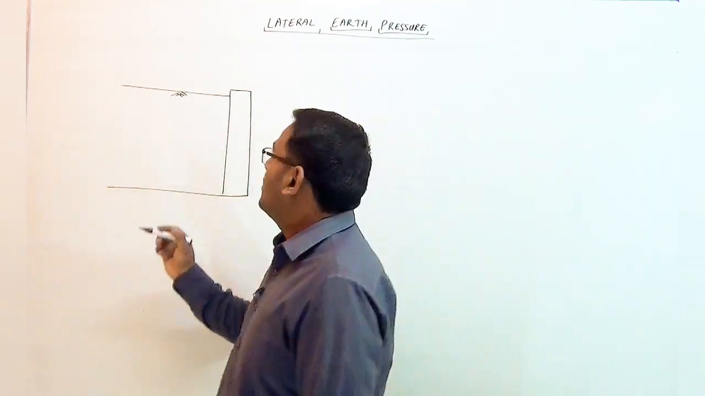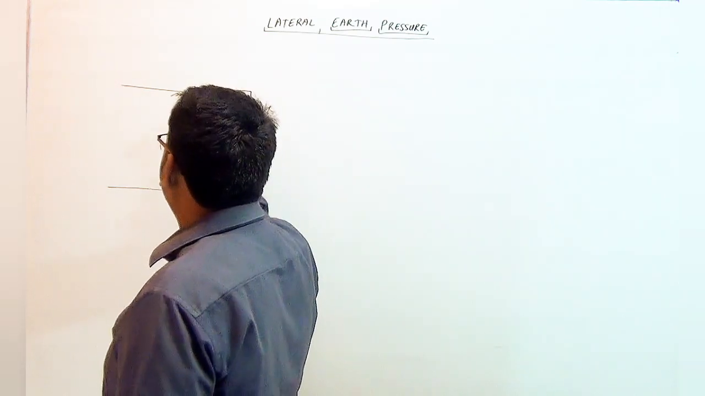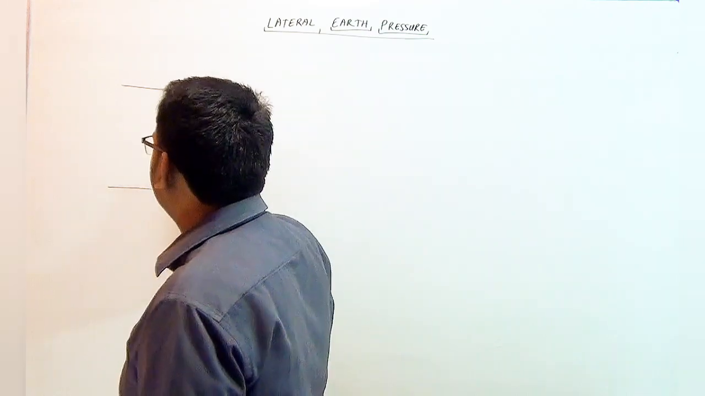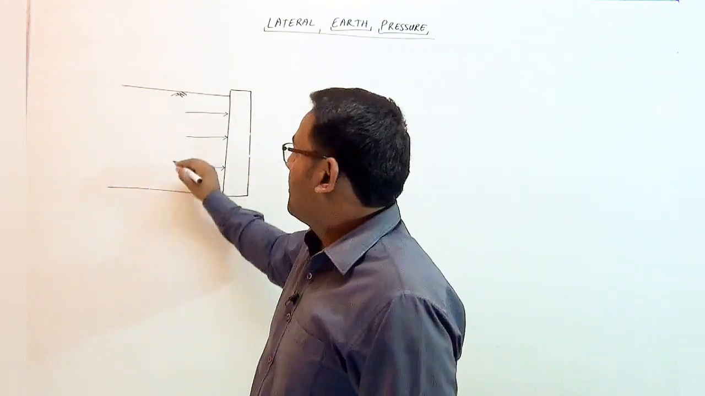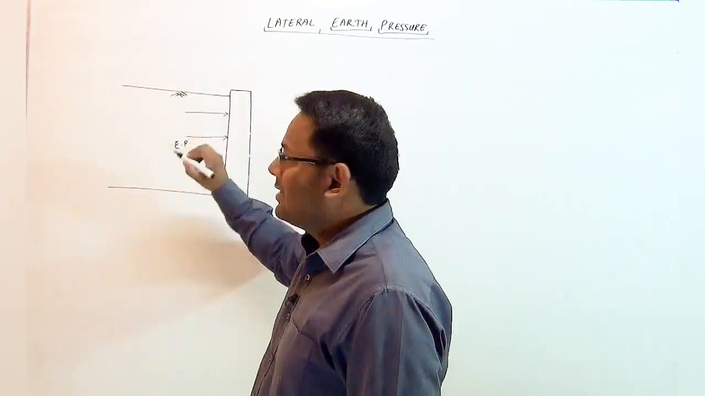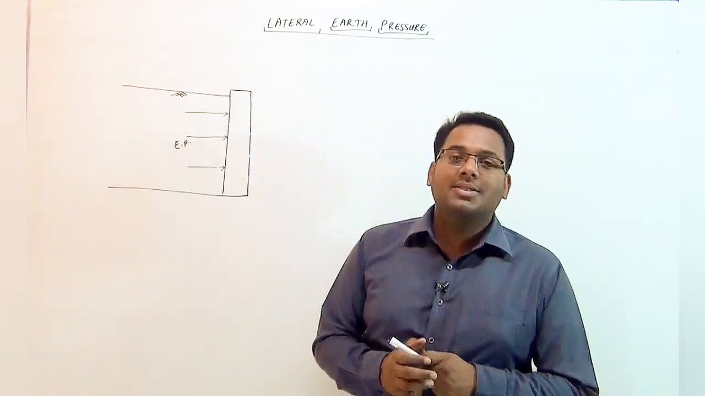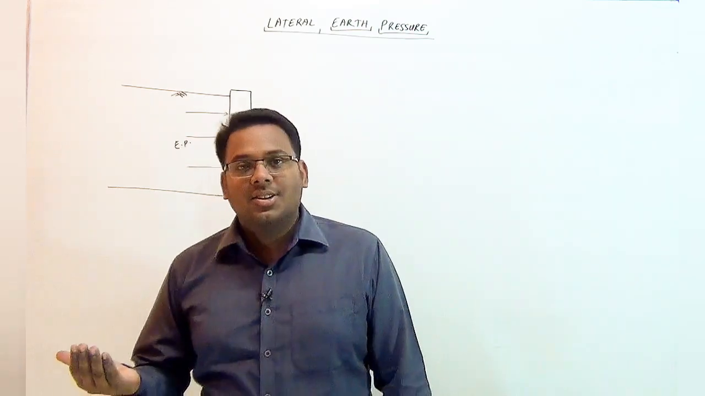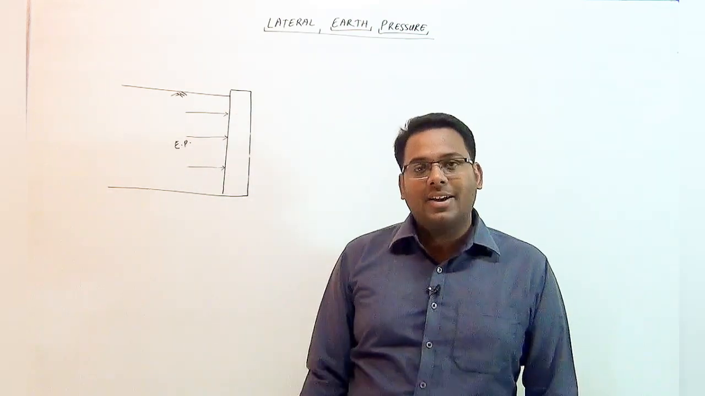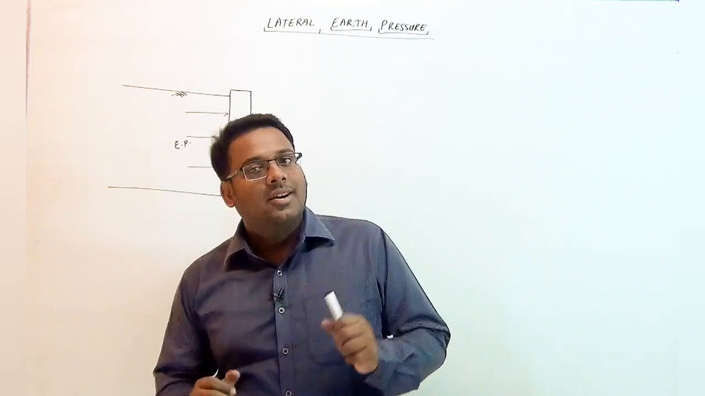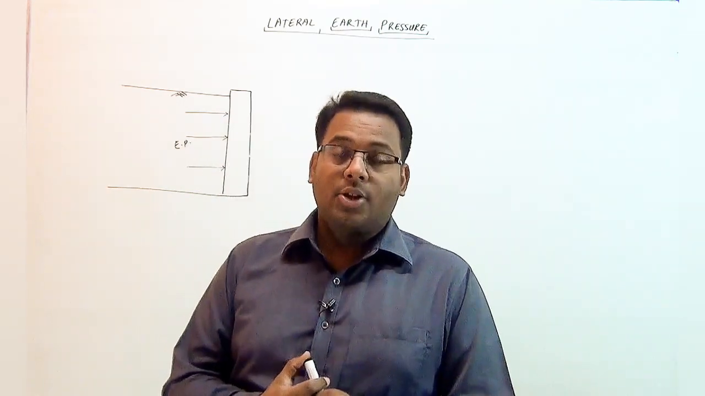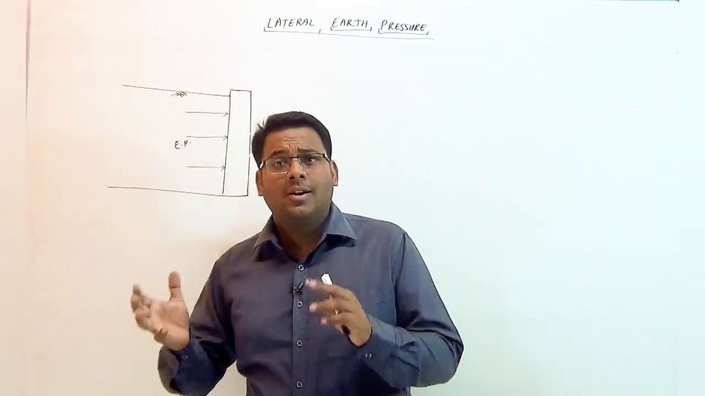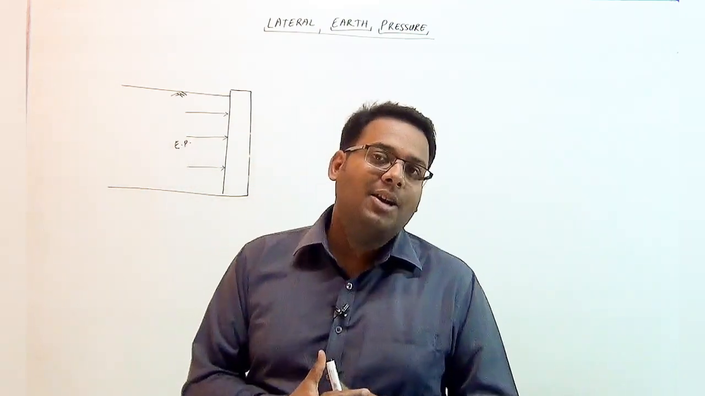And this particular stress which is exerted by the soil on its surrounding retaining structure is known as the earth pressure. So we can see that earth pressure is the pressure exerted by a soil on its retaining structures in the horizontal direction. That pressure is known as lateral earth pressure. The question arises: what is lateral earth pressure? That is clear, but what are the different types of lateral earth pressure?